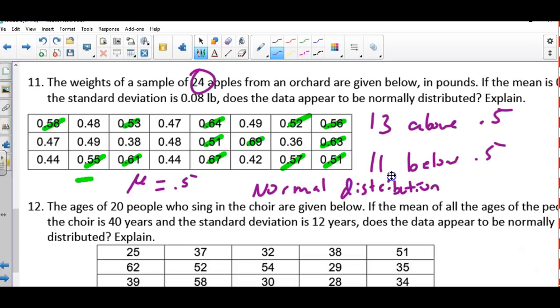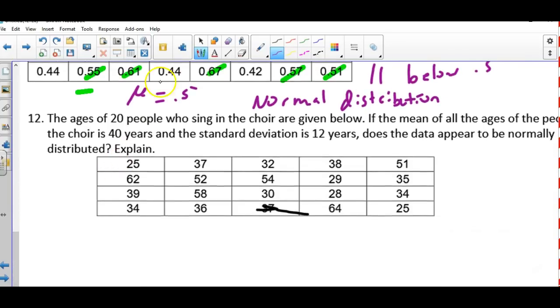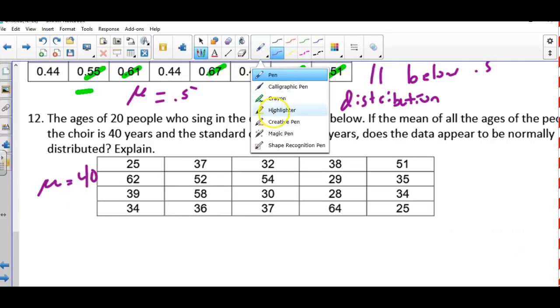It's normal because, again, how far are you from half being on this side and half being on that side if you had a bell curve? You're not far. But let's look at this other example right here. There are 20 people, they're singers in the choir. The average age is 40, mu is 40. So let's look and see how many are older than 40.